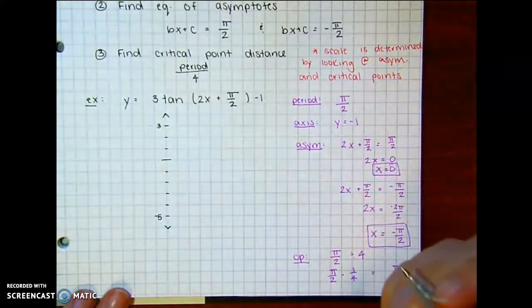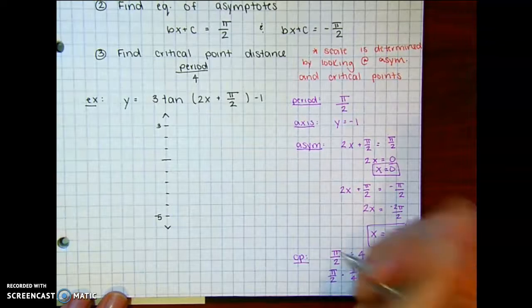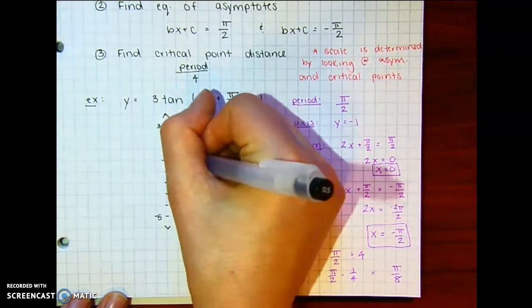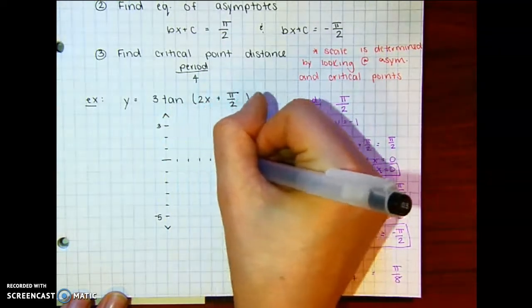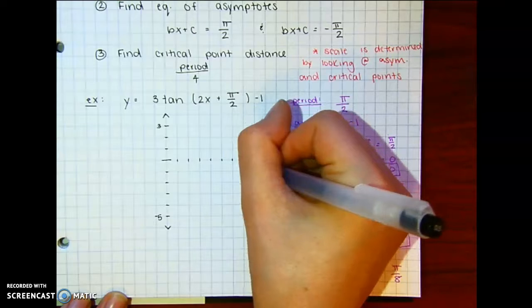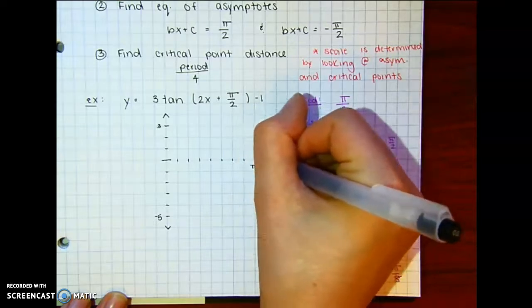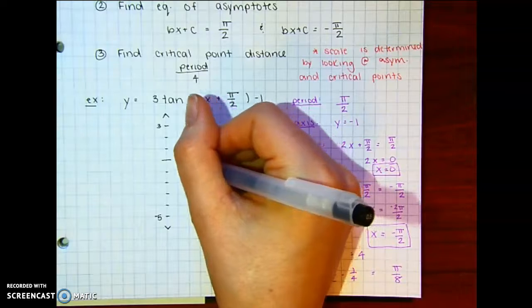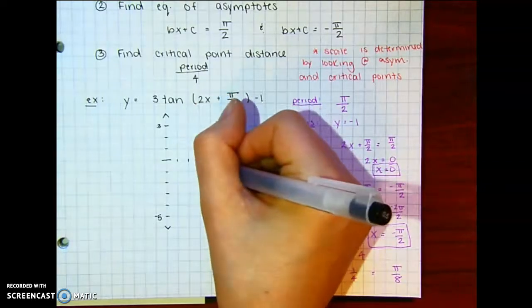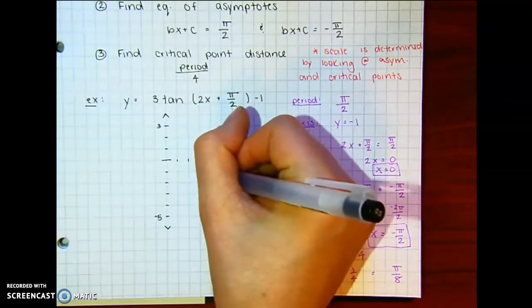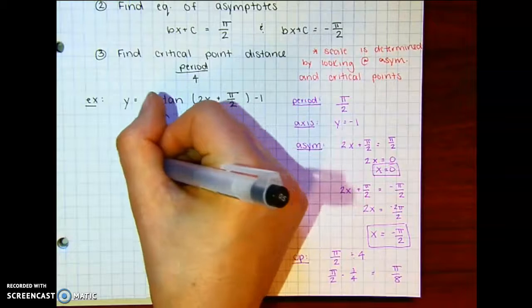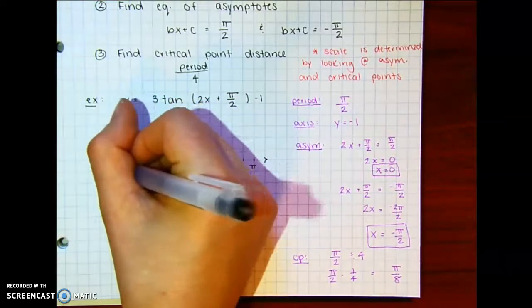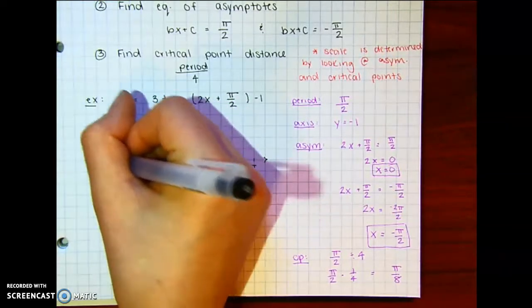And then 1/8. Right, so that'll be pi. So 1, 2, 3. This will be pi over 2. 8, 4 eighths, negative pi over 2.